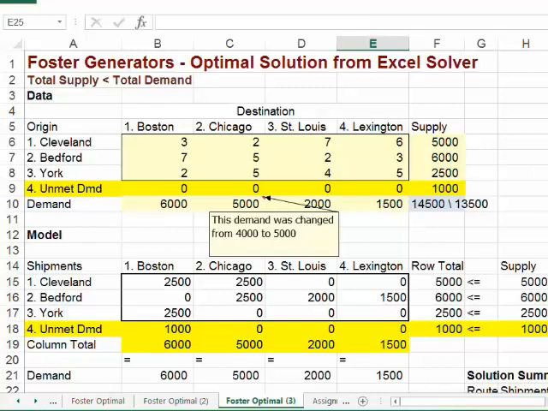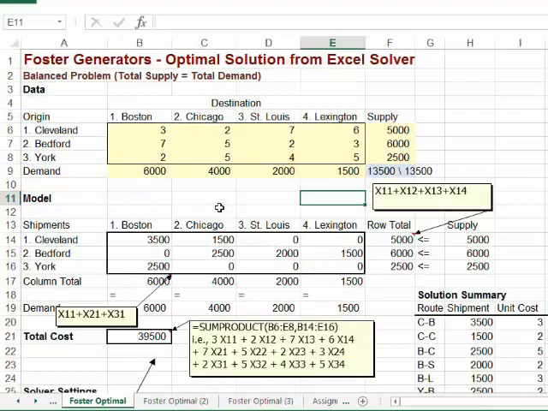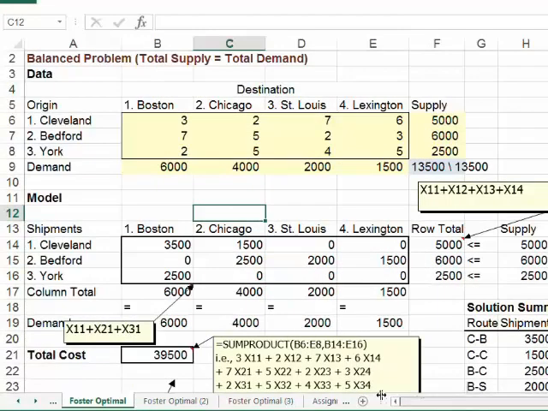Let's suppose that Chicago had a demand of 4,000. Now, what if its demand is now 5,000? Let's see what would happen. I'm going to go back to the original solution and then make the corresponding changes. I'm changing this one. So we're saying, what if the demand in Chicago is now 5,000 instead of 4,000? Let's see what will happen. So I make this 5,000.